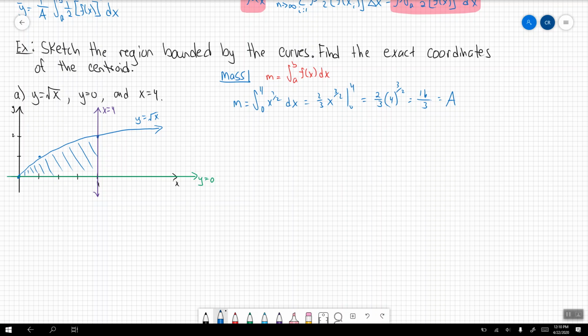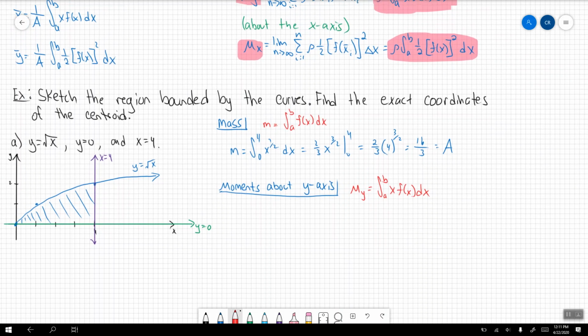All right, now let's go through, and I want to now find the moments along the y-axis. So I'm going to say here moments about y-axis. These are the first moments I want. All right. So my moments about the y-axis, that's going to be denoted as m sub y, which is just going to be the integral from a to b, and this is going to be x times f of x dx. That's according to the derivation that we had right up here.